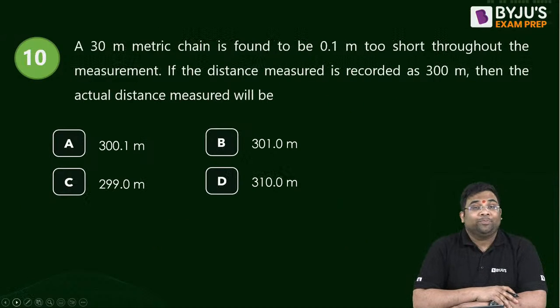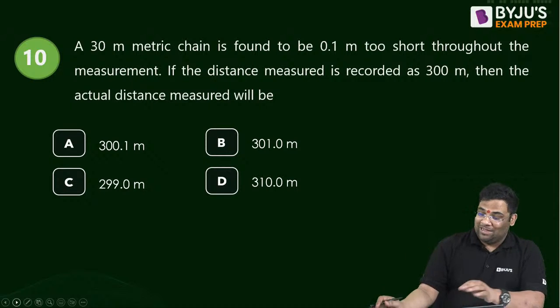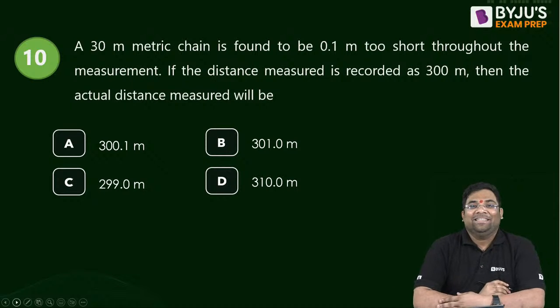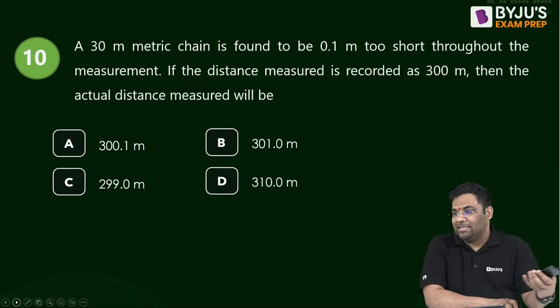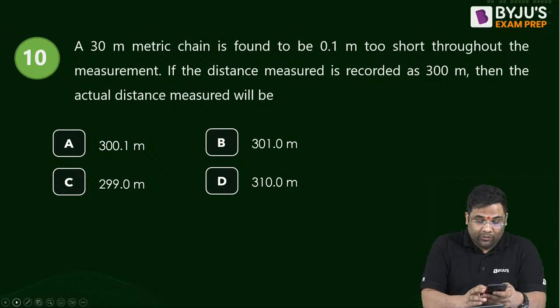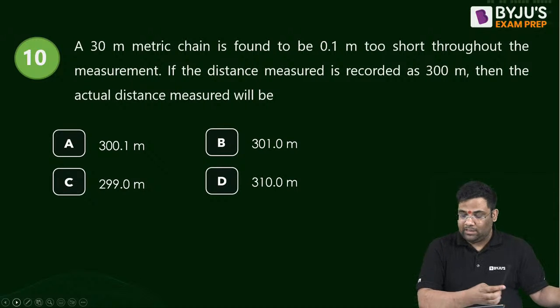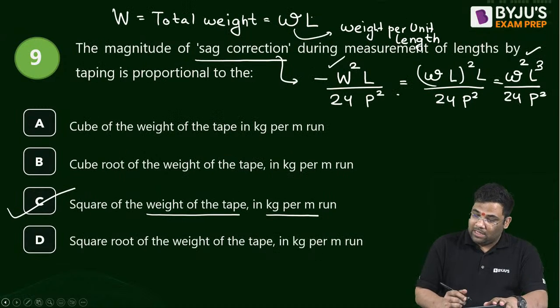10th question. Wrong chain length and wrong thing. This also students get confused a lot. Now tell me the right answer to this, and then I will give you the formula and remove the confusion. Very straightforward, but students commit this mistake. So I will also tell you how to remember this formula.